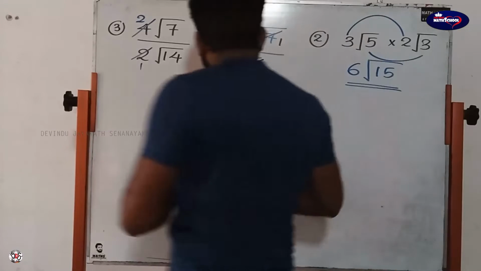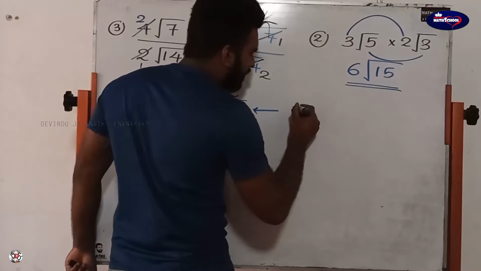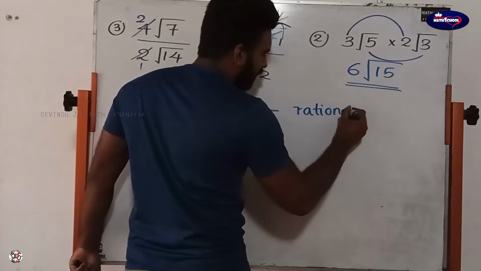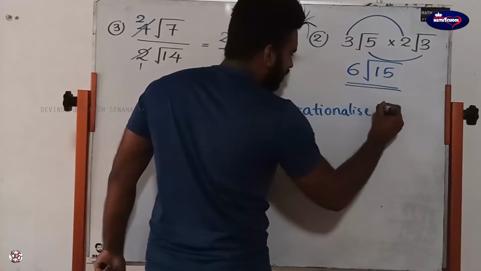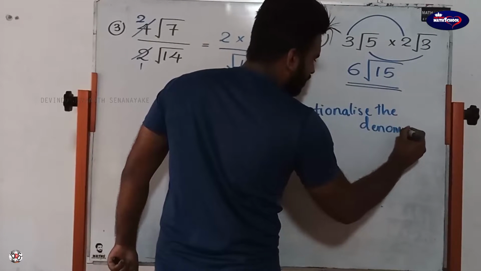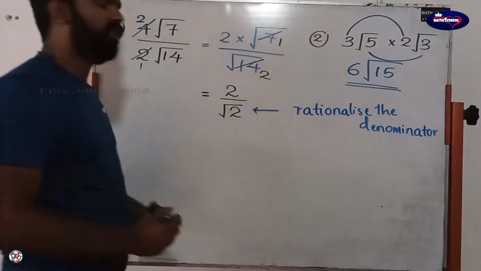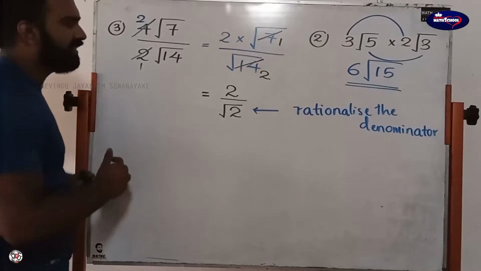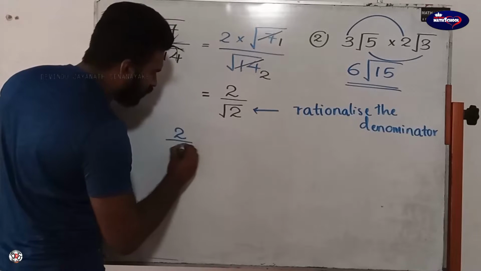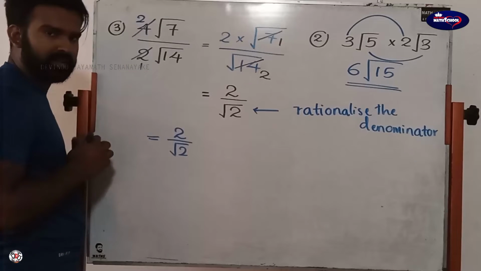We call this an irrational number. In these types of problems, they will ask you to rationalize the denominator. That is what we call the simplification. They will ask to rationalize the denominator. To rationalize the denominator of the sum that we have obtained, 2 over square root of 2, right?